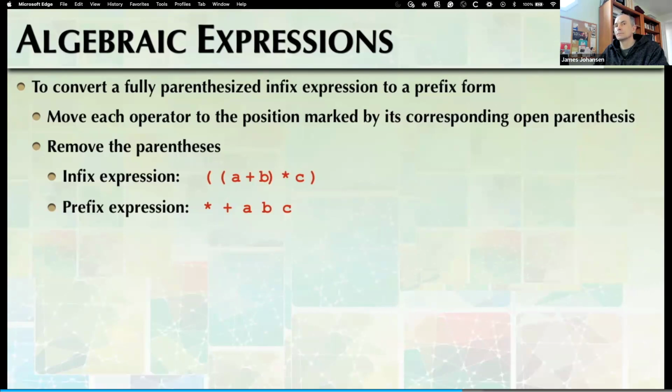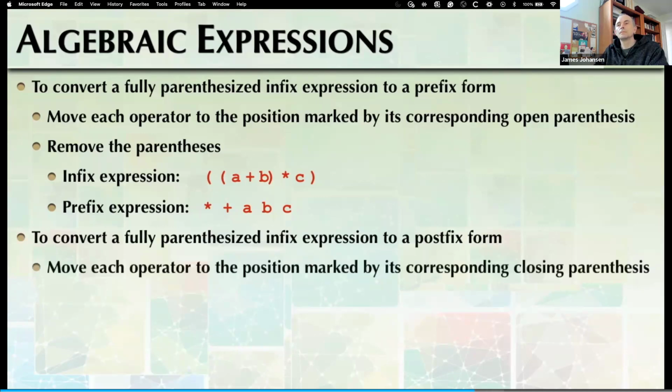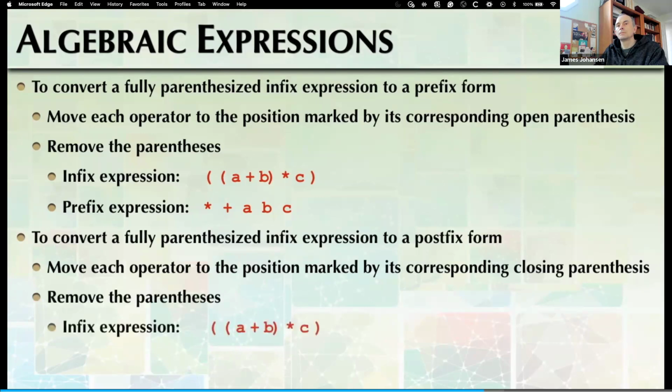To convert an infix expression into a postfix expression, we do something similar, except we move each operator into the position marked by its corresponding closing parenthesis, and then we remove the parentheses. So if we have the same infix expression, to convert it to a postfix expression, we take each operator and move it to the closing parenthesis. So we have A, B, plus, C, times.